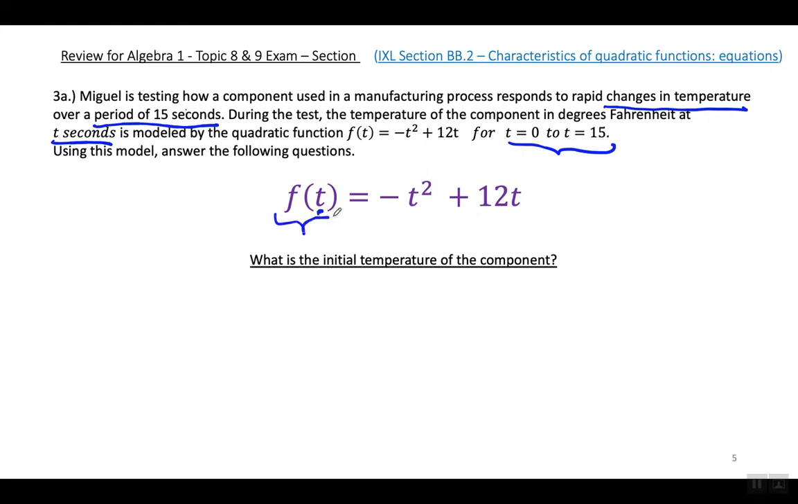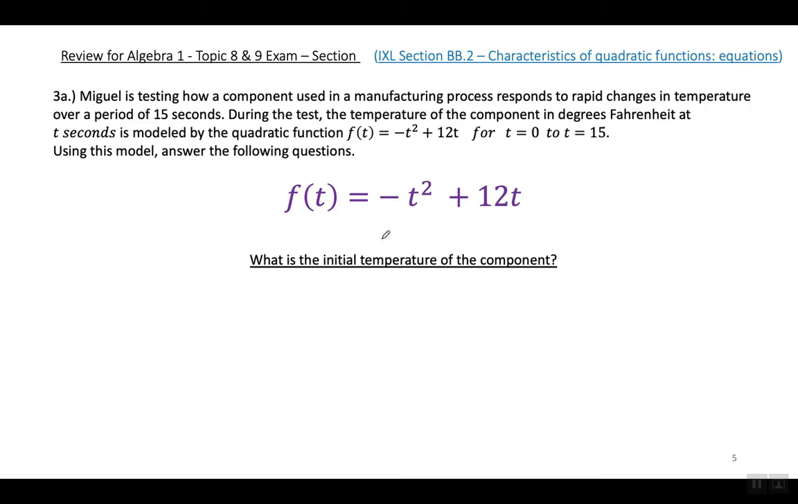And f of t, which is the answer that you get when you substitute those values of t, represents the temperature in degrees Fahrenheit. So t is the time in seconds, and f of t represents the temperature in degrees Fahrenheit. Remember, the t in this case acts like the x, it's the domain, and f of t is basically the y. It's the answer that you get. So when you substitute those values for the different number of seconds and work this out, the answer that you get represents the temperature in degrees Fahrenheit.